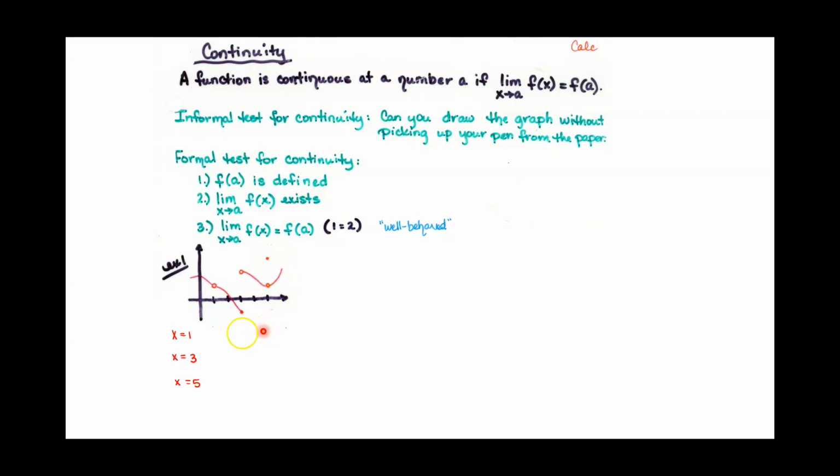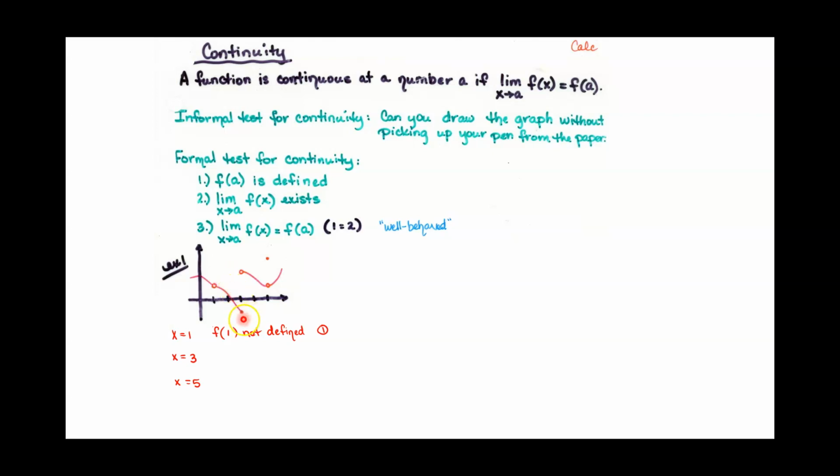So let's look at then what would be the reasons for each of those discontinuities. It's got to be one of the 3 parts of this formal test or this formal definition. All right, so if we look at x is equal to 1, what's the problem there? Well, the function is not defined. When x is equal to 1, what's your y value? There's a hole in the graph. It doesn't exist. So the problem at f of 1 is that the function is not defined there.